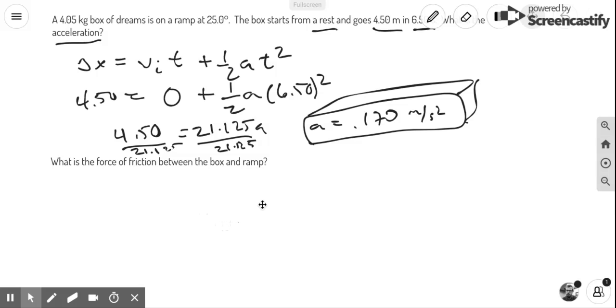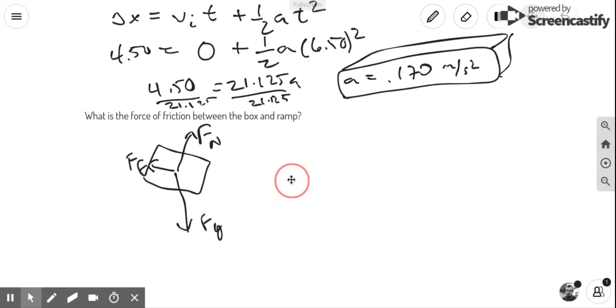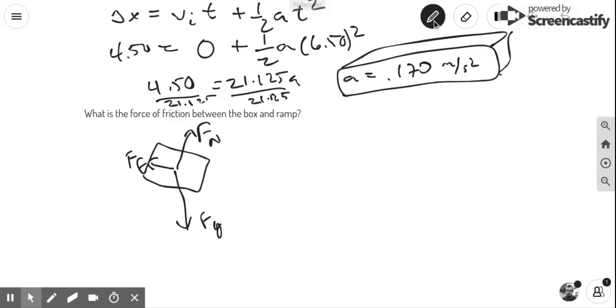If I want to draw a free body diagram here, I've got a box on a ramp, so it's angled down a little bit. As usual, we've got a force of gravity, which should be more straight down, but you get the idea. The ramp is going to have a normal force, Fn, and then there's some friction going up the ramp. We don't have any further forces on there, just those three. That's typically anything that's on a ramp. Those are going to be our culprits.